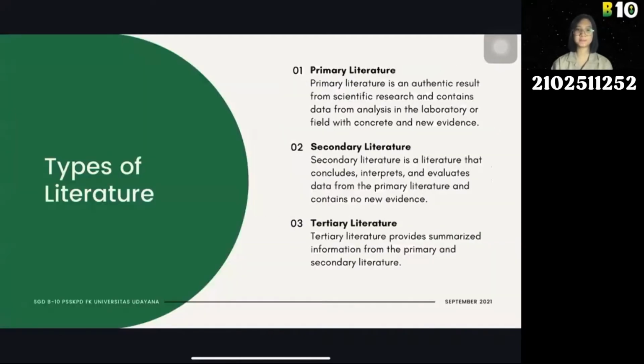There are three types of literature. The first one is primary, secondary, and tertiary. Primary literature is an authentic result from scientific research and contains data from analysis in the laboratory or field with concentrate and new evidence, while secondary literature is a literature that concludes, interprets, and evaluates data from primary literatures and contains no new evidence. The last one is tertiary literature. Tertiary literature provides summarized information from the primary and secondary literature.